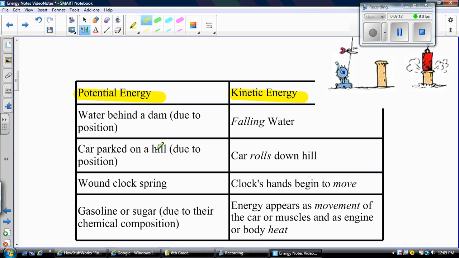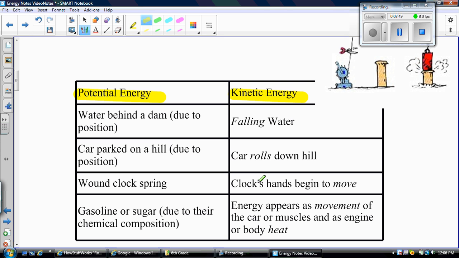A car parked on a hill is not moving. When it starts to roll down the hill, that potential energy gets converted into kinetic. The higher the hill, the more potential energy that car will have, and the faster it will go when it rolls down the hill, the more kinetic energy it will have. A wound clock spring: you wind up a clock spring or wind up a toy, and it has a lot of potential energy. When you release the spring, the clock hand begins to move or a toy begins to move, and potential energy is converted into kinetic.